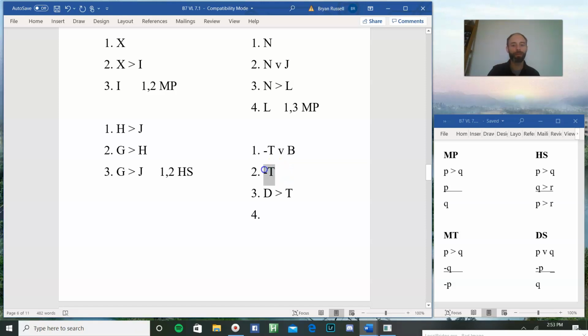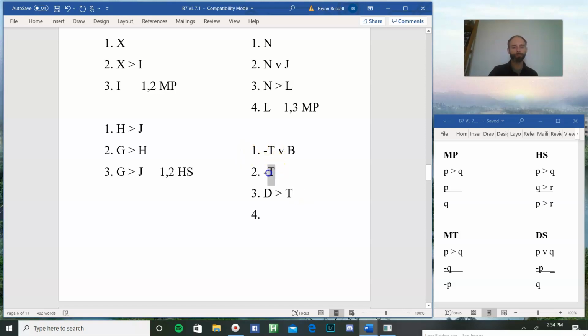What we have is the first disjunct, but if you know that the first disjunct is true, you can't know that the second disjunct is true. So we can't do 1, 2 disjunctive syllogism. Can we do 1 and 3? Well, we have no rule that lets us use a wedge and a horseshoe when they're main operators, so 1 and 3 won't be the case.